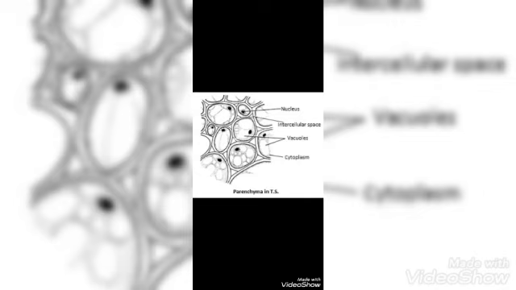So based on the above mentioned functions, parenchyma tissues are further divided into some types, that is Chlorenchyma, Aerenchyma, etc. Chlorenchyma means parenchyma tissue containing chlorophyll. Aerenchyma means modified parenchyma tissue having large air cavities to provide buoyancy to the plant and help it to float. So this type of parenchyma is found in aquatic plants.